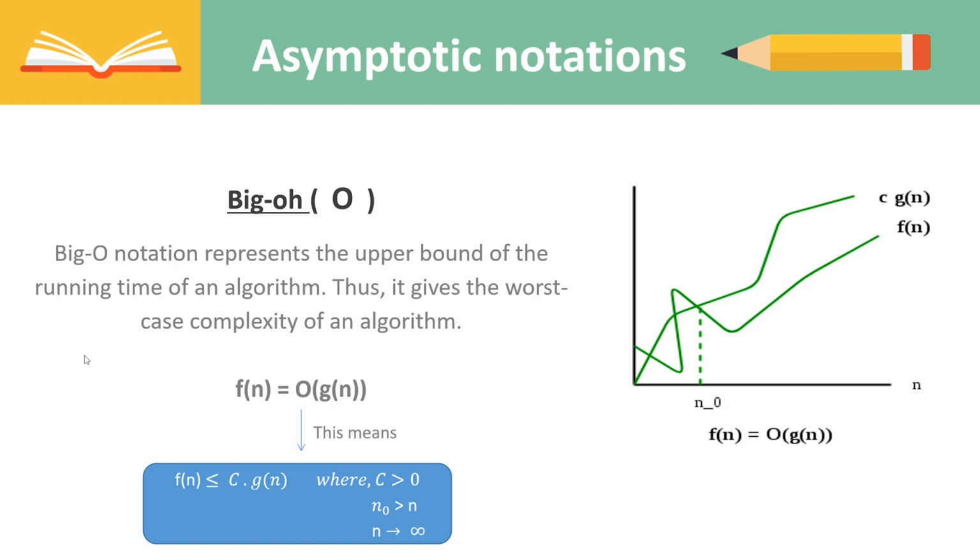Now observe this graph. Here we have two functions f of n and g of n. Before n naught, f of n can be greater than g of n, which means n naught is less than n. But after n naught, g of n is always greater than f of n, which means n naught is greater than n. Let's see a few examples to understand big O notation.